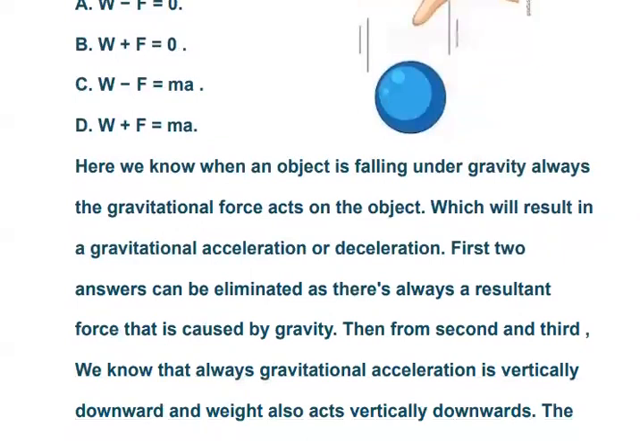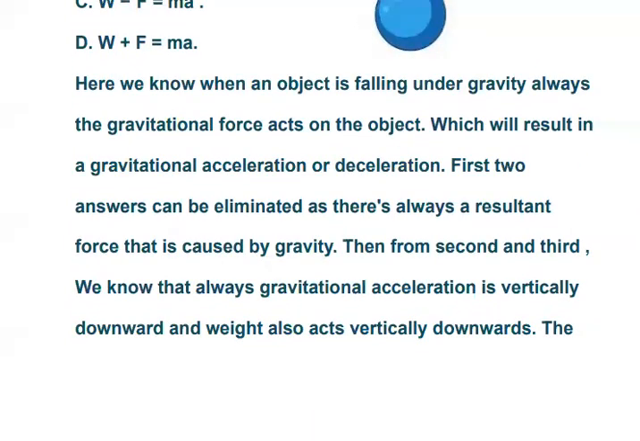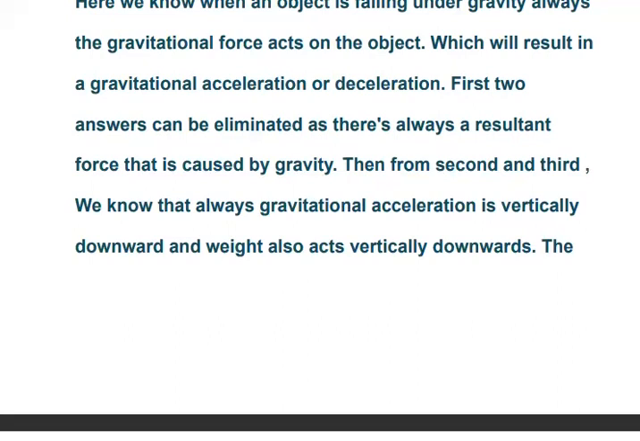Here we know when an object is falling under gravity, always the gravitational force acts on the object, which will result in a gravitational acceleration or deceleration. The first two answers can be eliminated, as there's always a resultant force that is caused by gravity. Then from the second and third, we know that gravitational acceleration is always vertically downward and weight also acts vertically downwards.